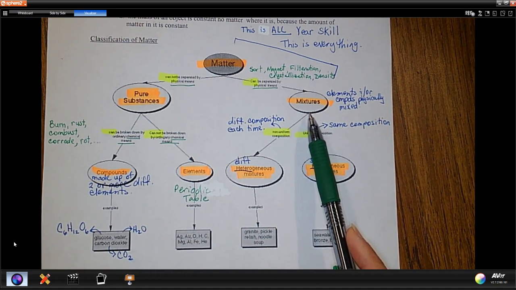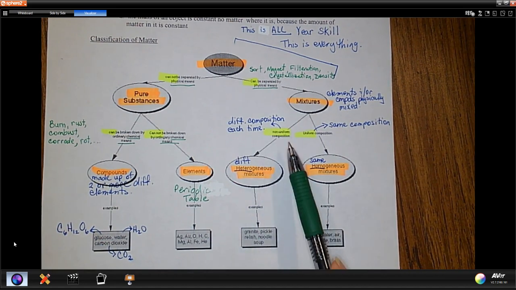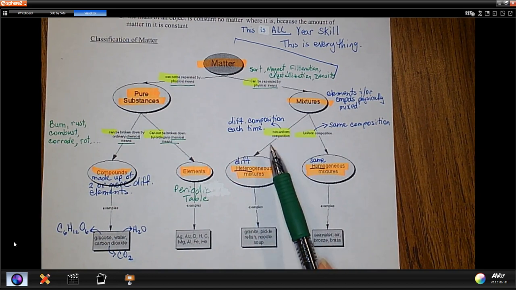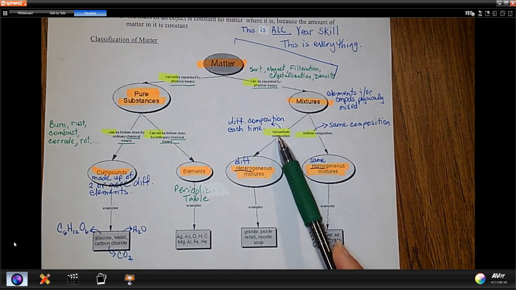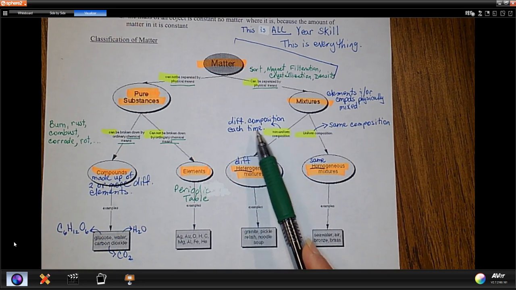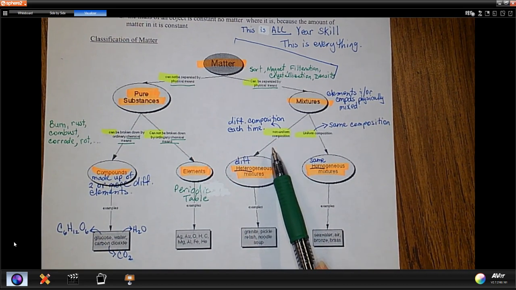You need to look at how the composition of that particular mixture is. Is that mixture uniformly mixed or is it non-uniformly mixed? If we say that the mixture is non-uniformly mixed, meaning it is a different composition every single time, then we say that it is a heterogeneous mixture. The word hetero means different. So that should tell you that it is not mixed evenly or it's not mixed completely.